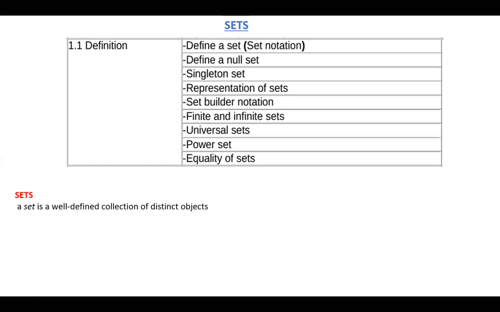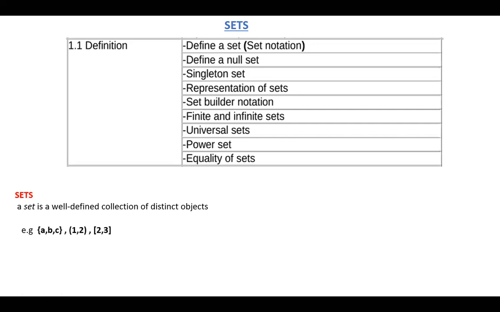So a set, according to the definition of high school, it's a high school definition. It's a collection of well-defined distinct objects. Okay? A set is a well-defined collection of distinct objects. I've just swapped the words there, but the meaning is just the same.